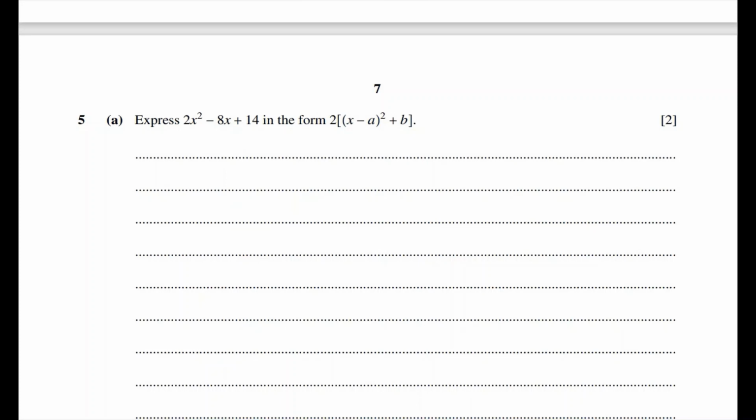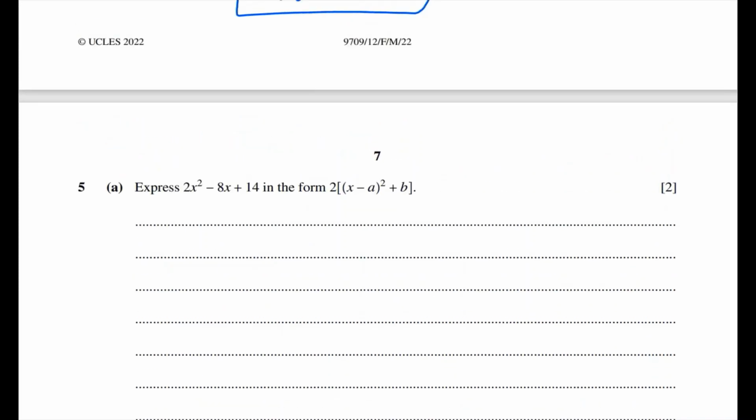Express 2x square minus 8x plus 14 in the form 2 of x minus 2 the whole square plus b. So it is given 2 of... So let's take out 2 commonly outside. We get x square minus 4x plus 7. It is the completing the square format.